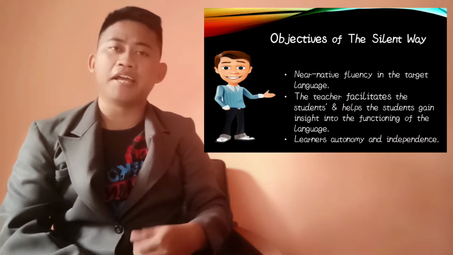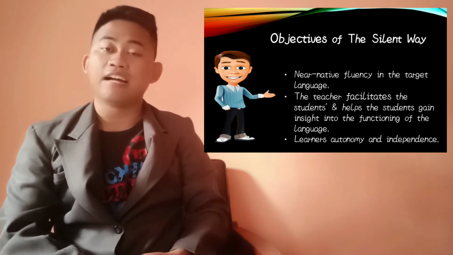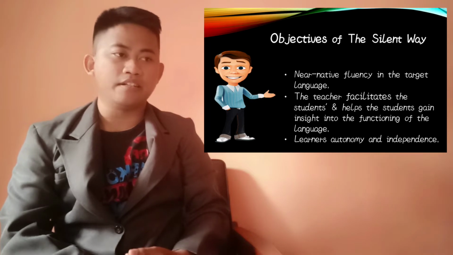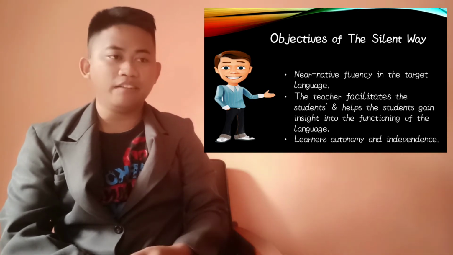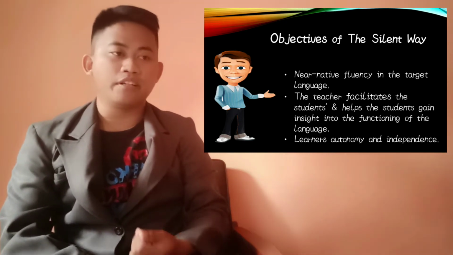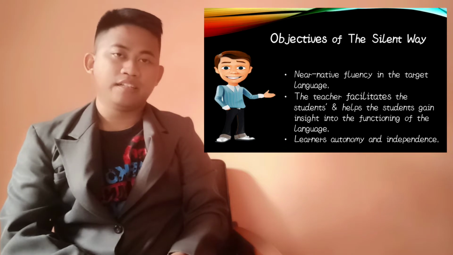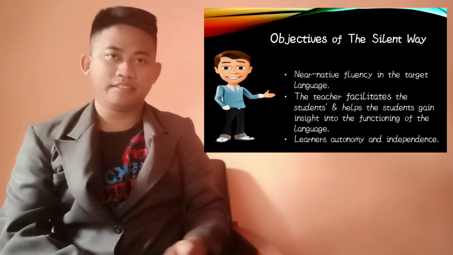Okay, next. Look at the picture. Objective of the Silent Way: near-native fluency in the target language. The teacher facilitates the students and helps the students gain insight into the function of the language and the learner's autonomy and independence.